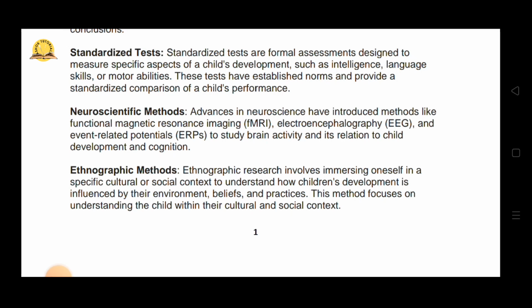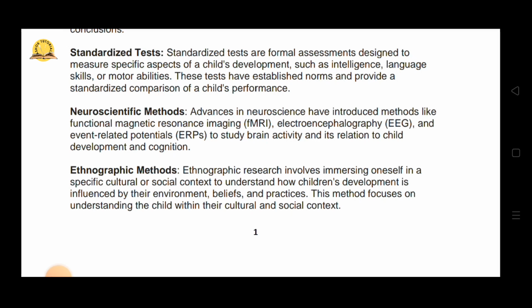Now ethnographic methods. Ethnographic research involves immersing oneself in a specific cultural or social context to understand how children's development is influenced by their environment, beliefs, and practices. This method focuses on understanding the child within their cultural and social context.